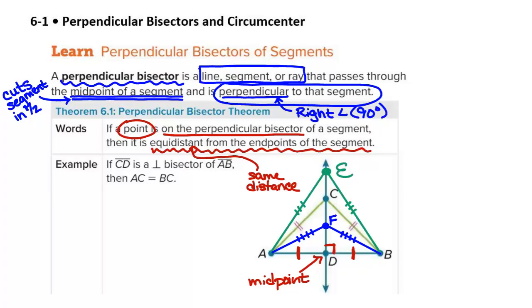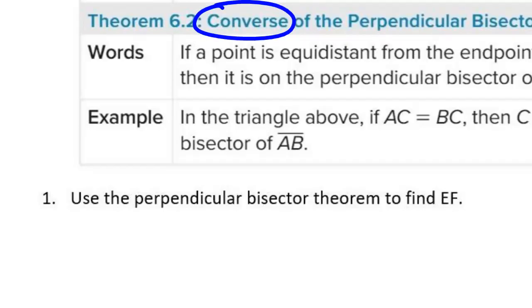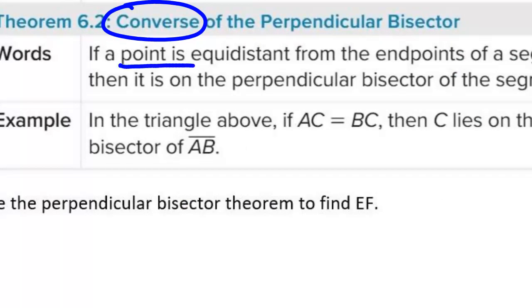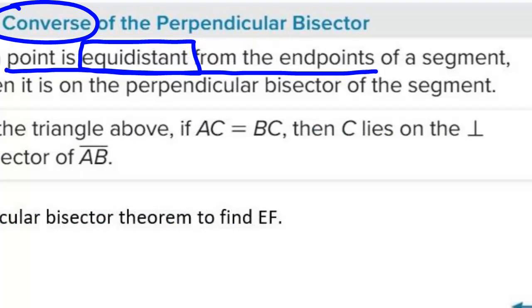So if I know I have a perpendicular bisector, I can show that it is equidistant from the two endpoints. And then we have the converse of that. If I know that I have a point that is equidistant from the endpoints of a segment, then that point is on the perpendicular bisector of the segment.